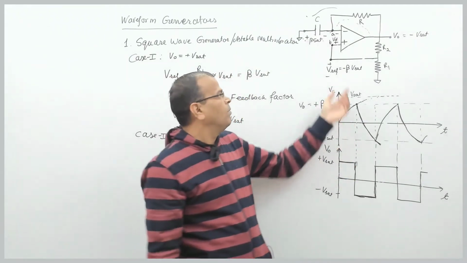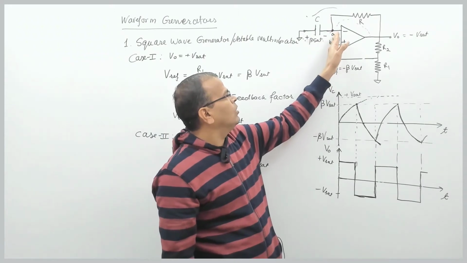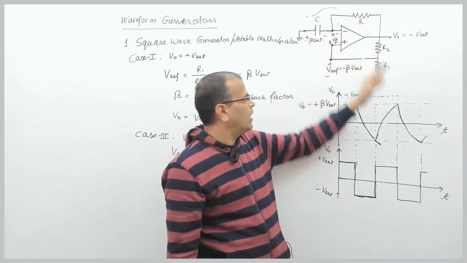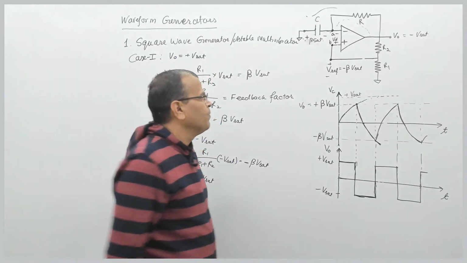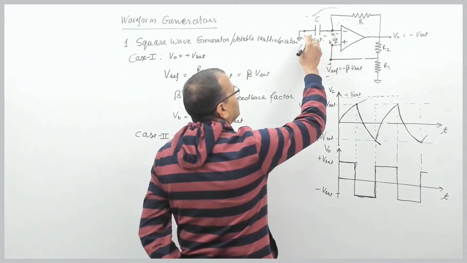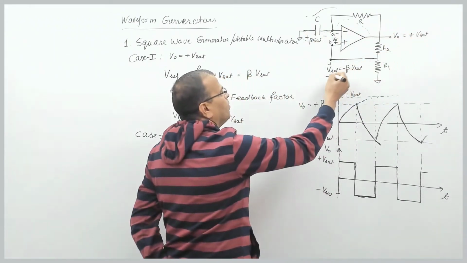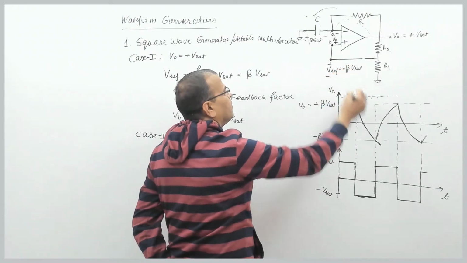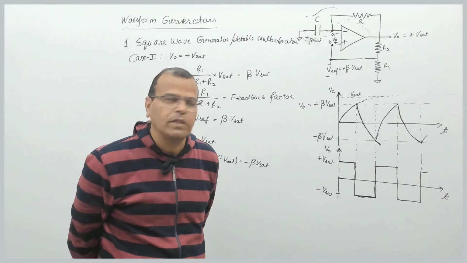set. Why? Because when this is more negative than this, your differential input will become positive and output becomes plus V set, right? So output becomes plus V set. So when it is minus, it is positive, your output is changing from minus V set to plus V set, and it becomes plus V set. Fine. I hope the concept is clear.